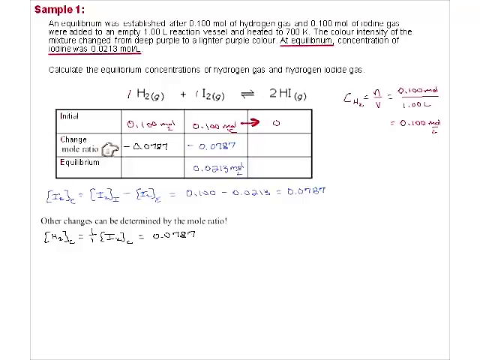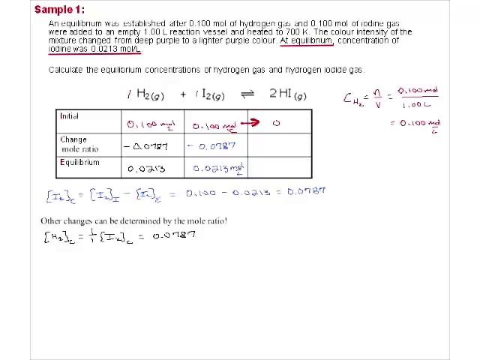So that guy went down. The negative sign means it went down by 0.0787. It decreased. And now that we have this value put in here, now we can figure out the equilibrium value for hydrogen. Should be easy enough to do. Okay, we just subtract those two, and there we go, 0.0213.